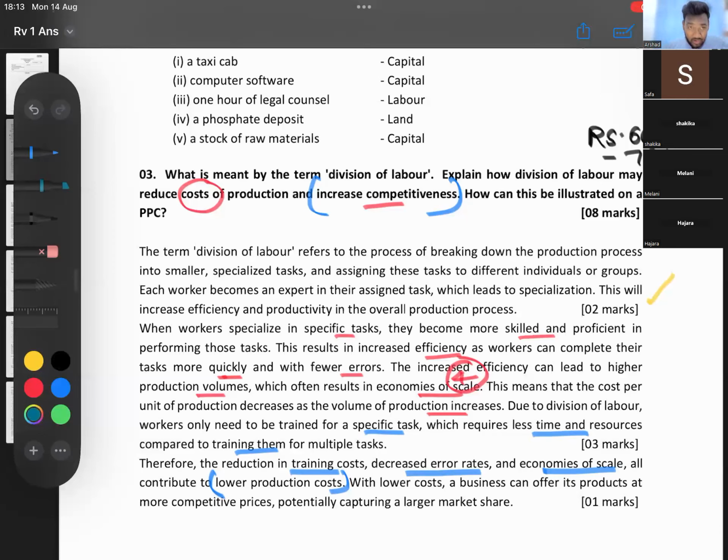So these are different examples, right? But because of division of labor, what's happening? Your cost is coming down. So when your cost is coming down, you can charge a lower price. So when you can charge a lower price, what happens? There is more competitiveness. People love to buy your product.